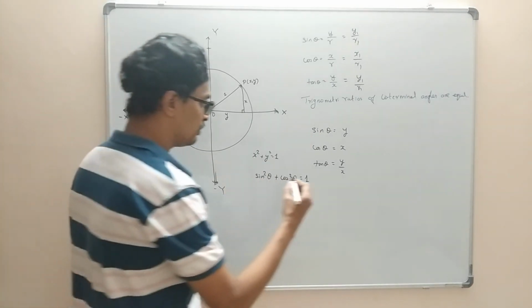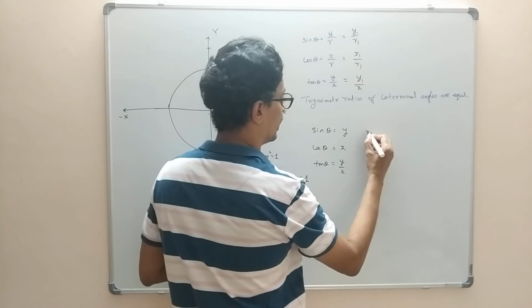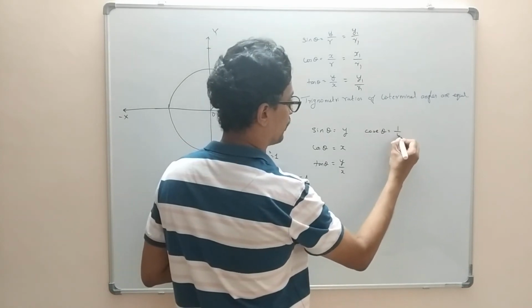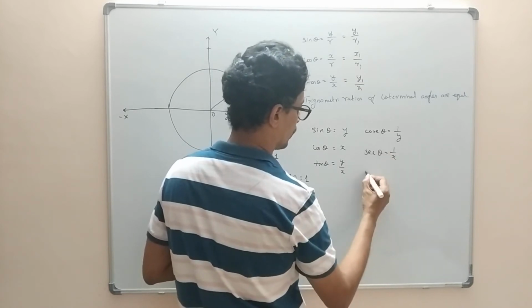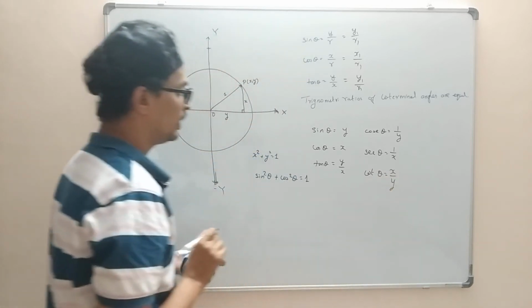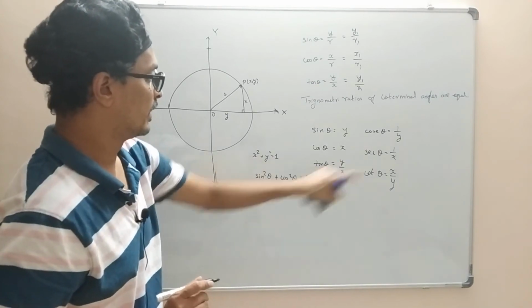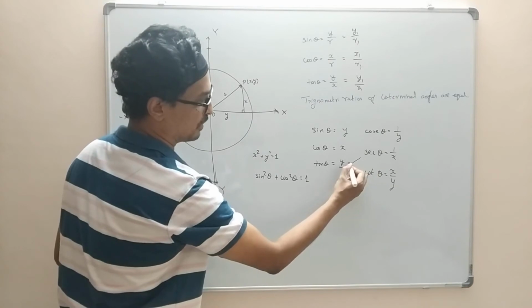And similarly, you can find more also. What is the other one? Inverse of it. Cosec theta equal to 1 by y. Sec theta equal to 1 by x. Cot theta equal to x by y. So let us take these two. Let me combine them because the denominators are x. I am going to combine them both.